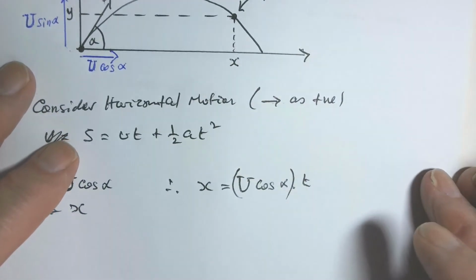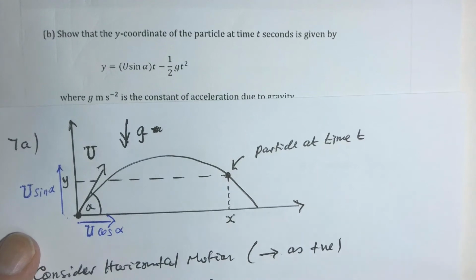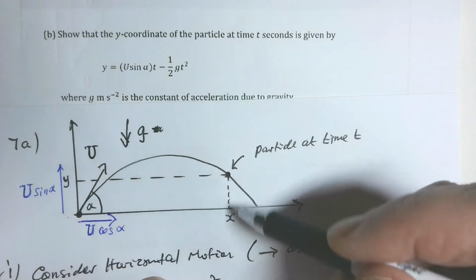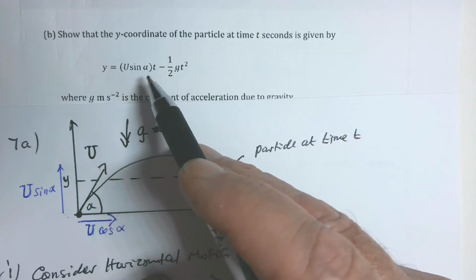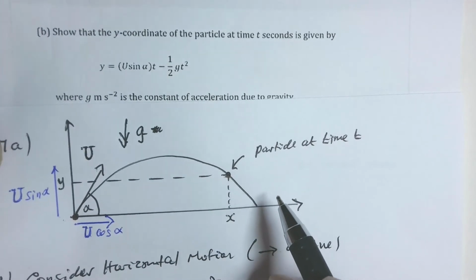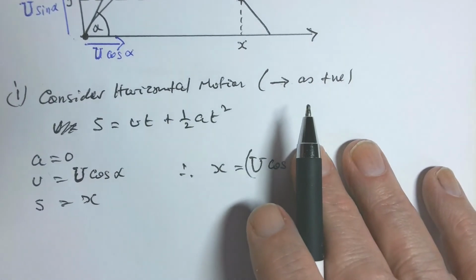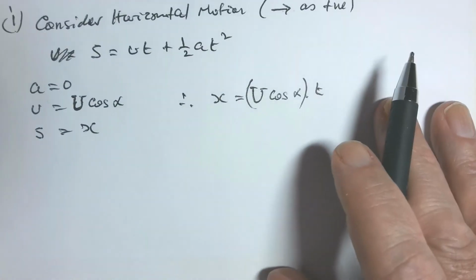Move on to 7b. It says show that the y coordinate of the particle at time t seconds is given by y equals u sine alpha t minus a half gt squared. And we've been told to take the upward direction as positive, so dead easy. Exactly what we've been doing in all of the previous questions.